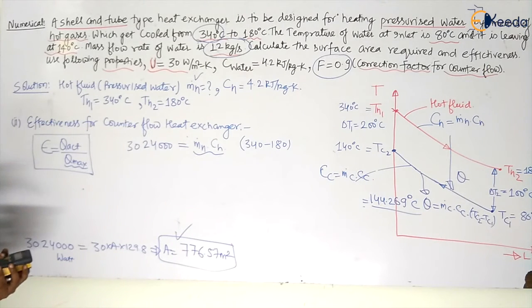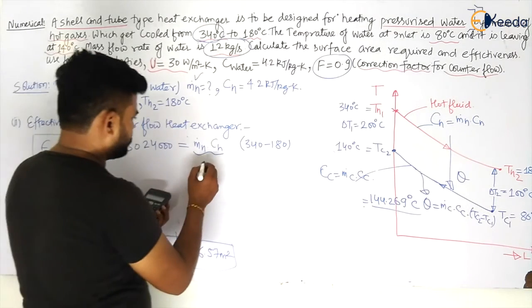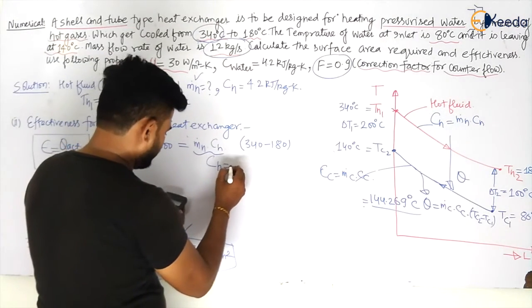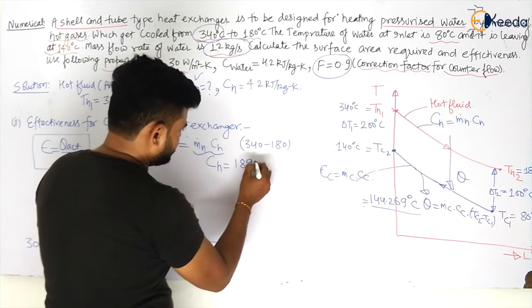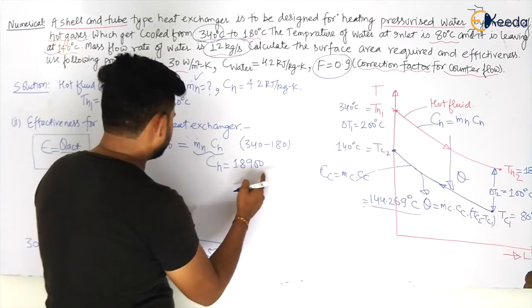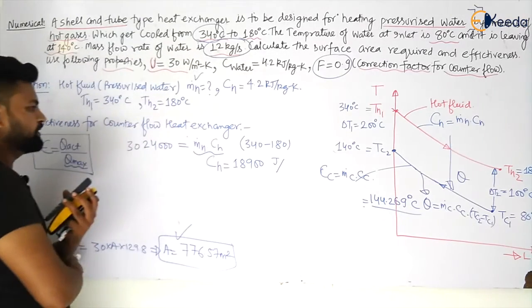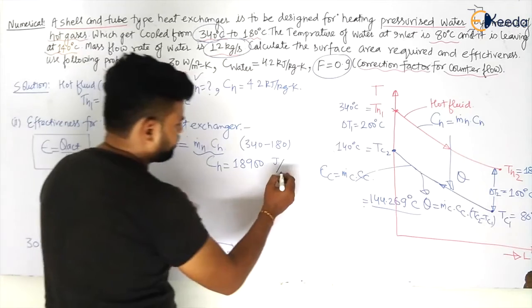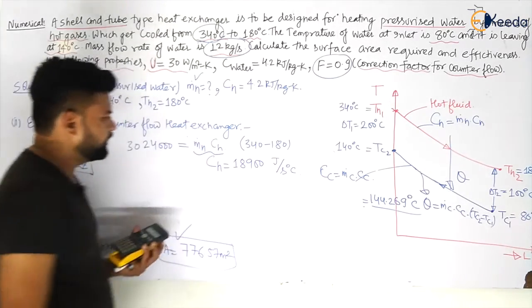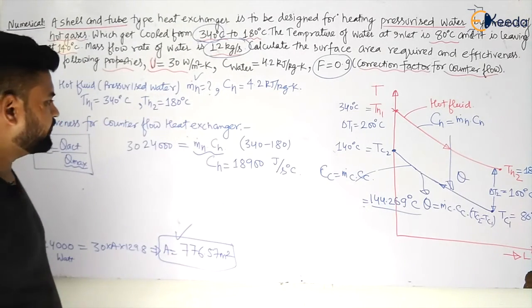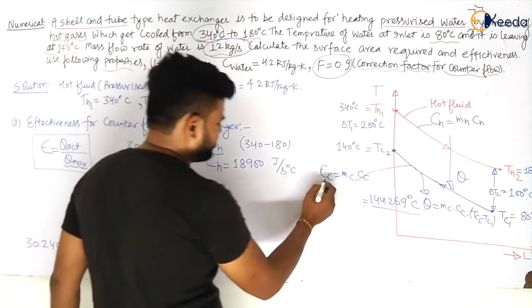So this will be given by 3024000 divided by 340 minus 180. So this will be nothing but, oh my god, that is coming to be more, that is 18900. And what is this? This will be in joule per second Kelvin or joule per second degree Celsius, the heat capacity unit. Okay. Now we know the CH. Can we calculate the m dot C CC? Yes, we can calculate. We know everything.